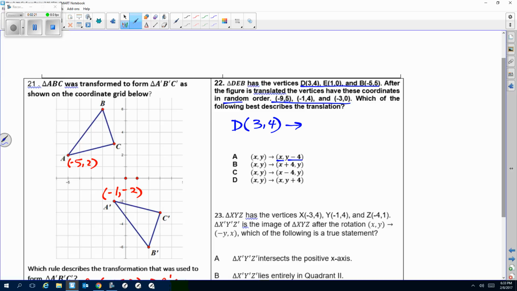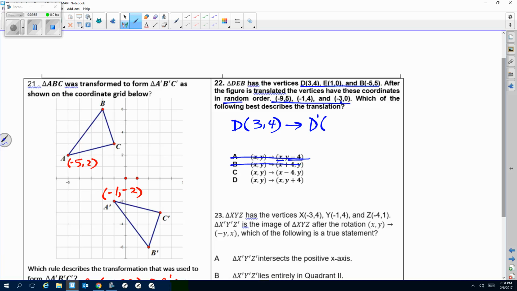So the x stays the same. So that means that the D prime would end up being 3. And then we're subtracting 4, 0. Well, do I have a 3, 0? No, I have a negative 3, 0. So this wouldn't work. Okay? So let's try it again. We have x plus 4. So if I had 3 plus 4, that would give me 7, and the y stays. Well, I don't have any of those points. I don't have any of those for that rule, so that doesn't work either. So let's try another one.